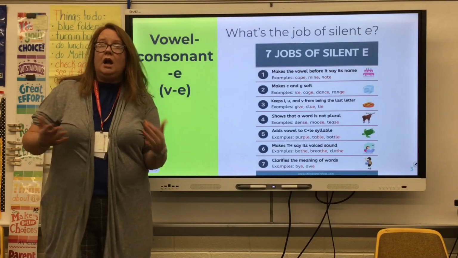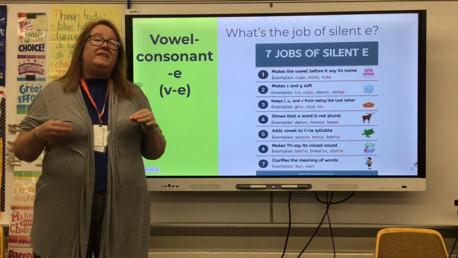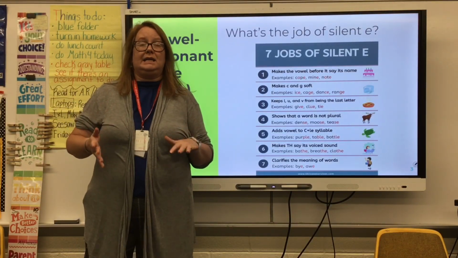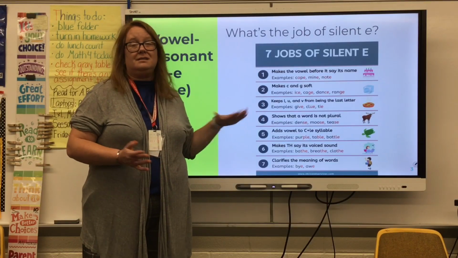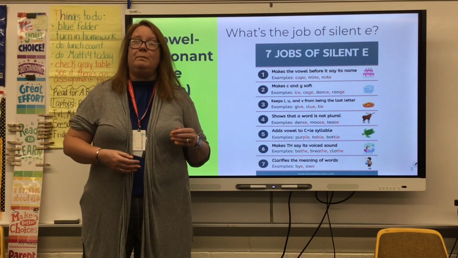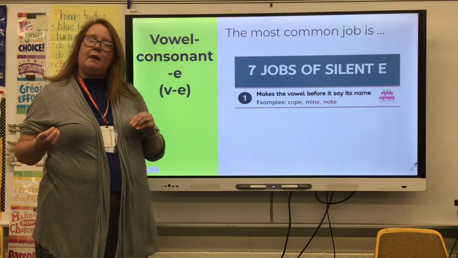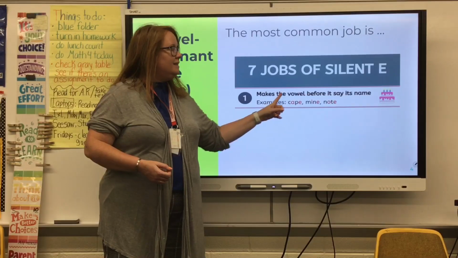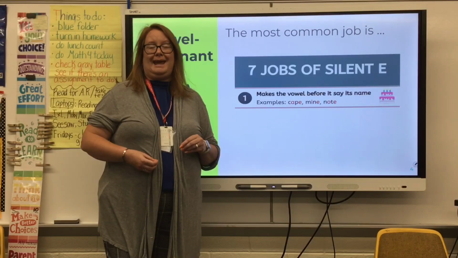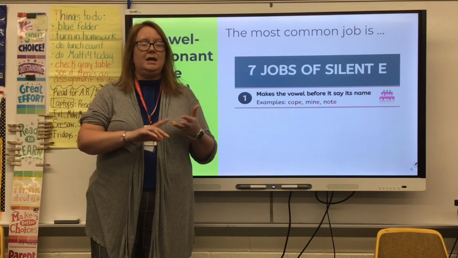Now, when we're talking about silent E or magic E or vowel-consonant-e, you need to know that that E at the end of the word has lots of different jobs. There are at least 7 different jobs that E can do. And this is only a partial list, it doesn't have everything. But the most important job, and the job that most people know about for an E, is the first job it does. The most common job for vowel-consonant-e is to make the vowel before the E, before the consonant, say its name. It gives that first vowel in the syllable a long vowel sound, A, E, I, O, or U.